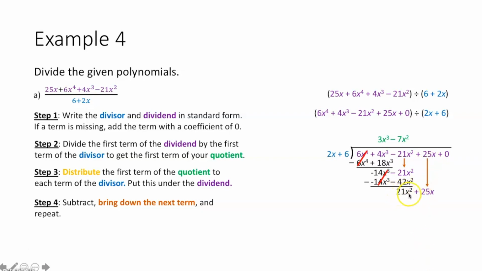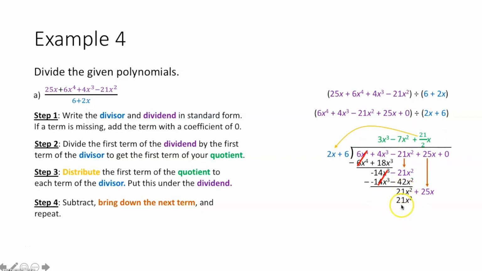So what is 21x squared divided by 2x? Well, one of the x's cancels out, but 21 divided by 2, that doesn't go in evenly. So you could use a fraction, or you could leave it as a decimal, whichever one you want. I'm going to leave it as a fraction, so it's going to be 21 over 2 times x. Now we go ahead and we take this and distribute it to each of the terms in the divisor. So 21 over 2x times 2x, the 2's cancel each other out, and then x times x is x squared, so we get 21x squared. Oh, look at that. That's why we did it.